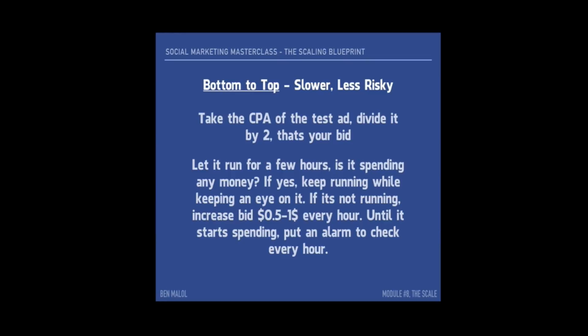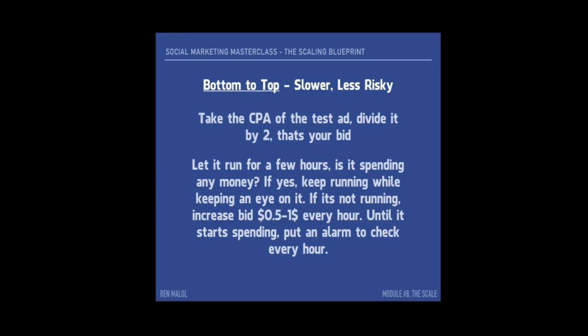Is it spending any money? If yes, keep running while keeping an eye on it. If it's not running, increase the bid by 0.5 to $1 every hour until it starts spending. Okay, put an alarm to check every hour. You have to basically be on this, so it doesn't overspend, and you get to a spot where you're actually making good money. So usually what happens with the bottom to top is that you put a very low bid and it doesn't spend. That's usually what happens.